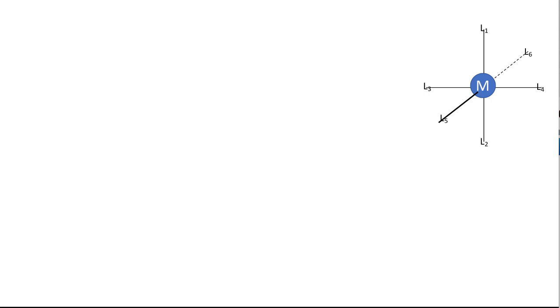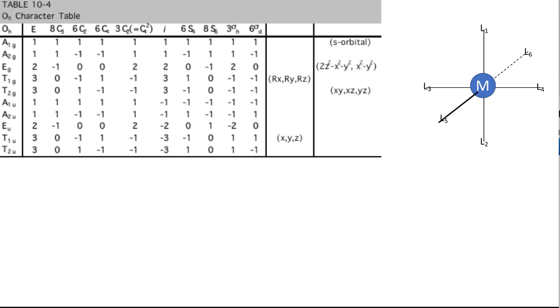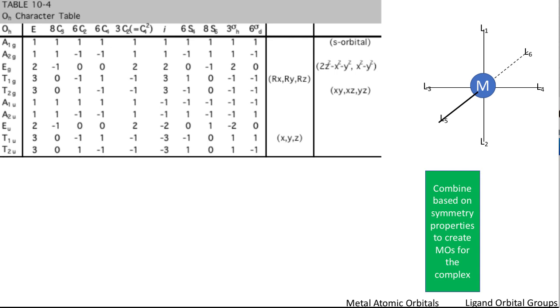So for an octahedral case, we're going to need our octahedral character table because the method for producing the MO diagram for this complex is similar to what we've seen already when we worked with molecules like water or ammonia. We're going to use the atomic orbitals on the central atom, in this case the metal, and the ligand frontier orbitals combined into various symmetry groups. And we're going to combine those based on their symmetry properties to create the molecular orbitals for the complex.